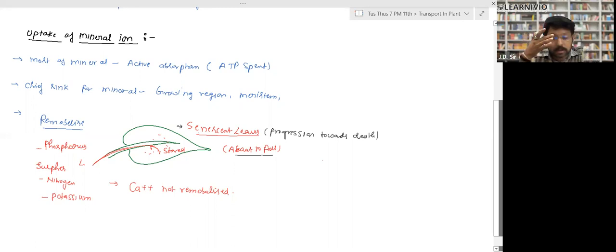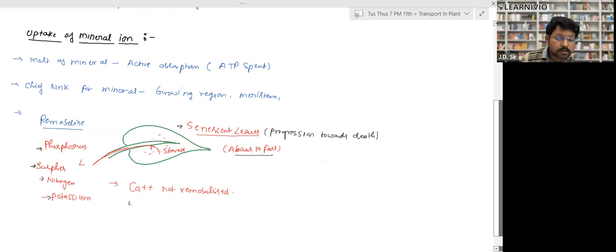substances. So the minerals or substances from the older leaves move back to the main plant, and this is called remobilization. So during the process of remobilization, phosphorus, sulfur, nitrogen, and potassium, before the leaf falls, they revert back or give back these phosphorus, sulfur, nitrogen, and potassium to the plant. But calcium is not remobilized.